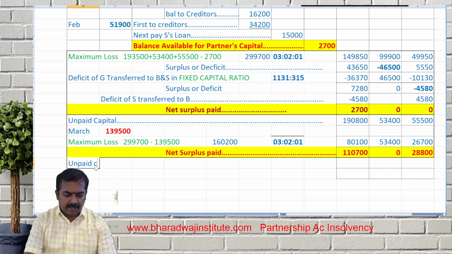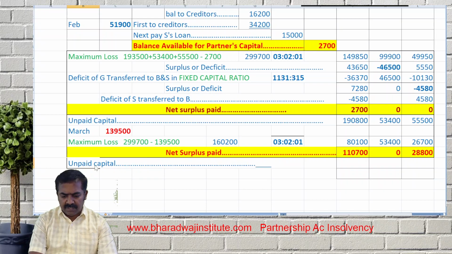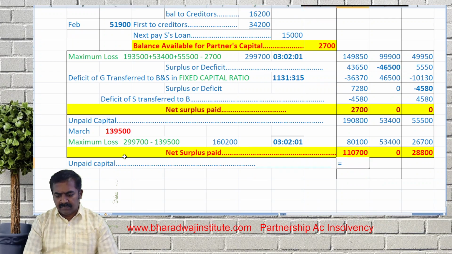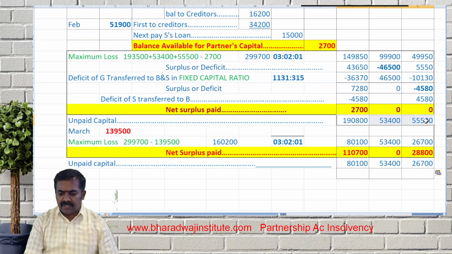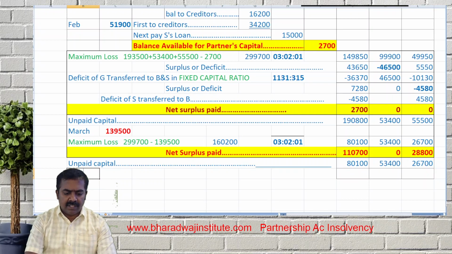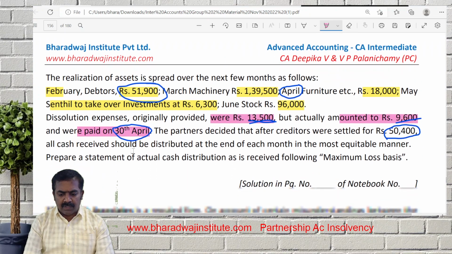Next, again unpaid capital. I told you already, if there is no deficiency, what can we do? If there is no deficiency, we can simply carry it forward. 80,100, 3,400 and 26,700. Otherwise, unpaid capital minus amount paid will give us the next unpaid capital. Then April month. What is the amount realized in April month?